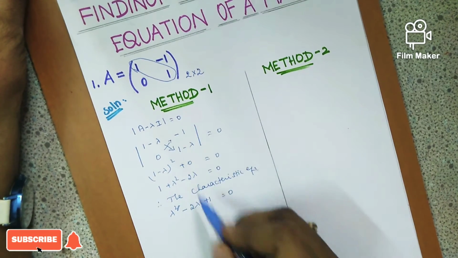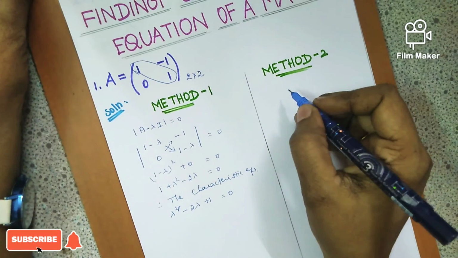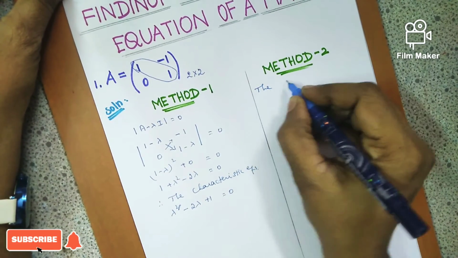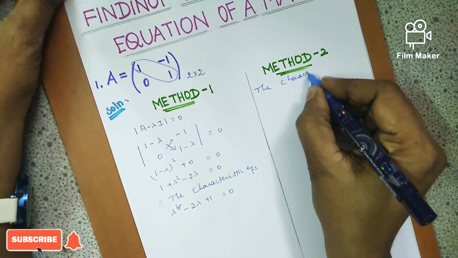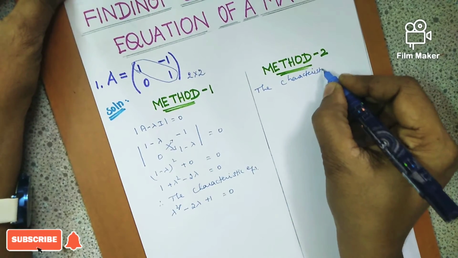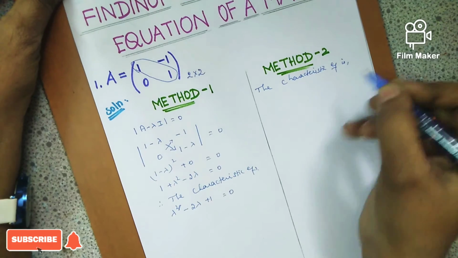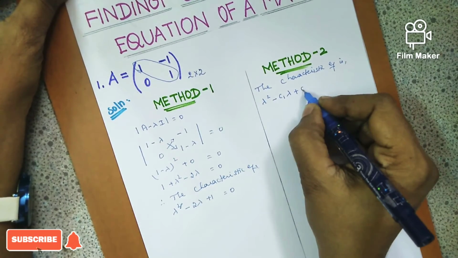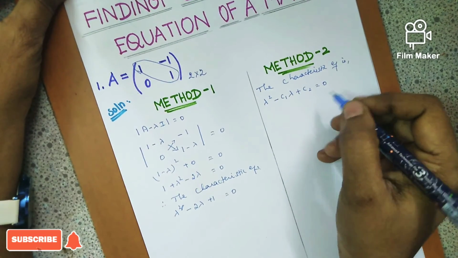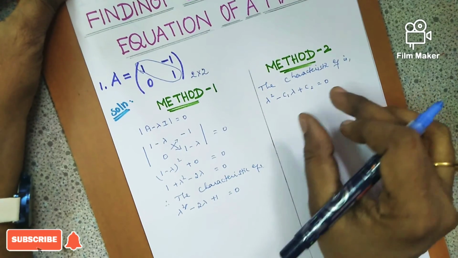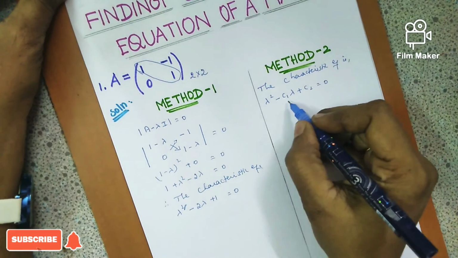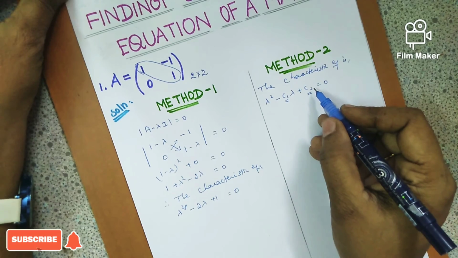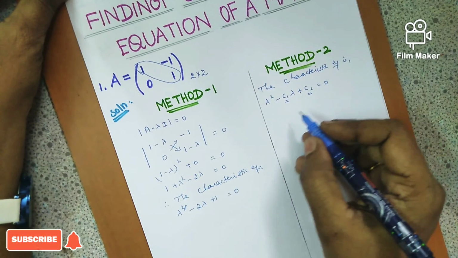So now we have completed method 1. We are going to see the next method. The next method is, for a 2 by 2 matrix, the characteristic equation is lambda square minus C1 lambda plus C2 equal to 0. This is the general form for a 2 by 2 matrix. So here we have to find the values of C1 and C2. Then we can substitute the values in this equation and get the characteristic equation.